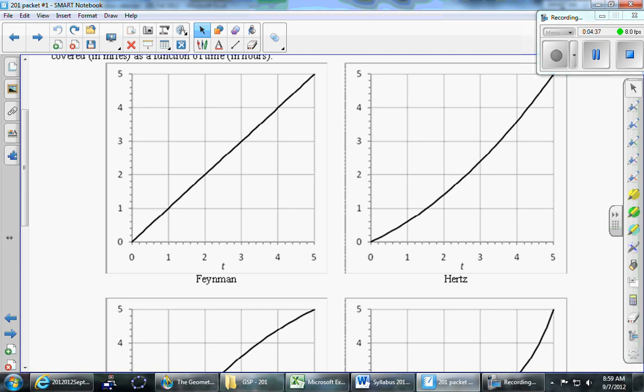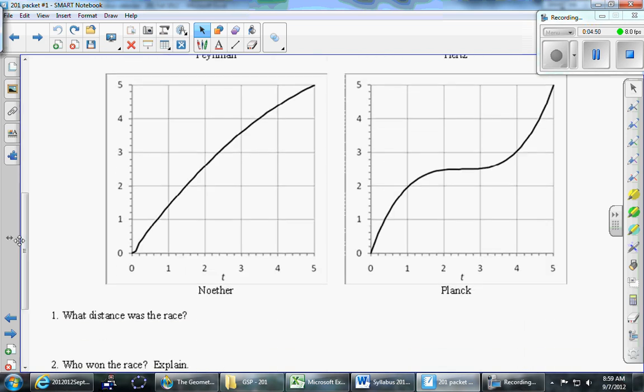Okay, so we're constantly accelerating, right? We were going kind of slow in the beginning. We didn't cover a lot of distance in the first hour, but in the second hour, we covered a little bit more distance, and then speeding up to a sprint at the end. And then we come back here to Noether. What was her strategy?